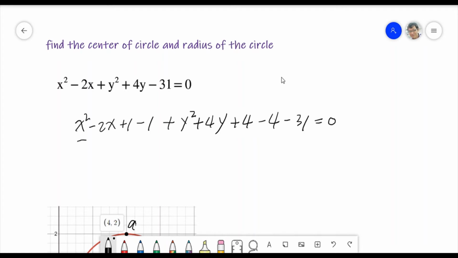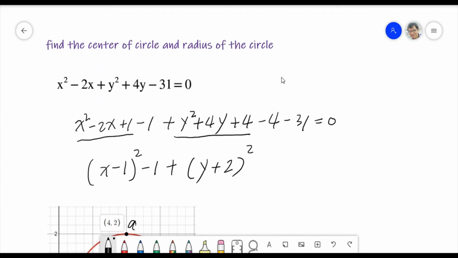So based on this one, x squared minus 2x plus 1 is equal to what? You can write in here, it is x minus 1 squared. Am I right? Okay. So then we follow minus 1. Then plus, let's see what is coming. y squared plus 4y plus 4 equals, I can write it as y plus 2 squared. Am I right? Then minus 4 minus 31 equals to 0.